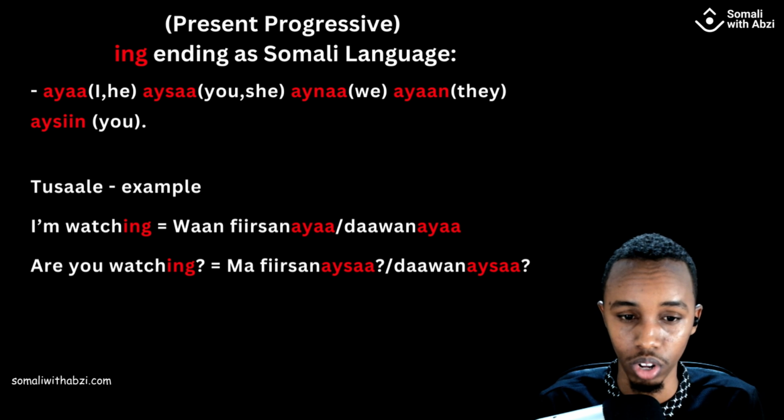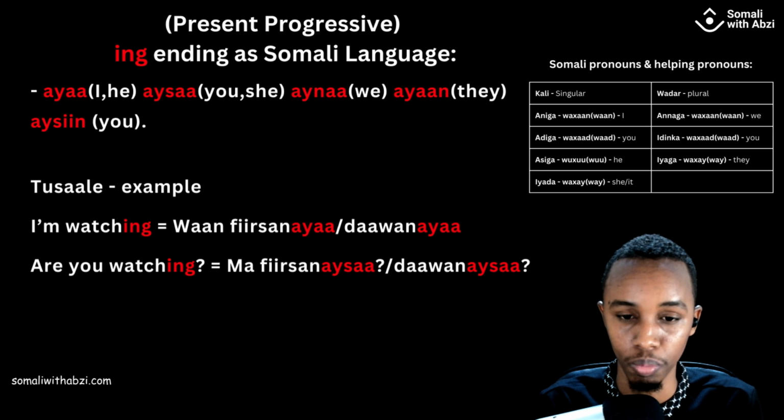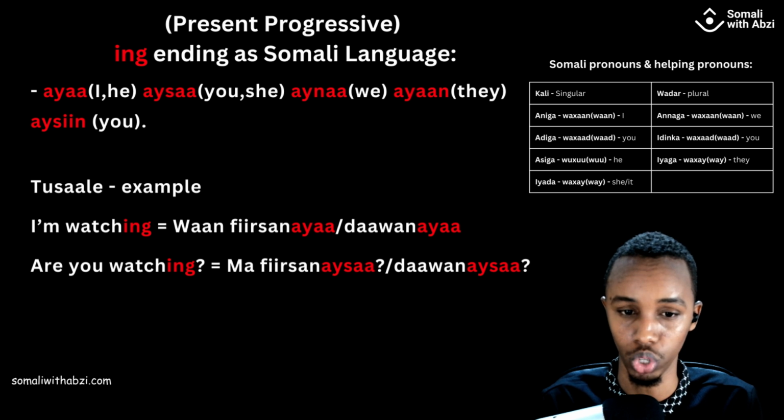Okay, tusale, for example, I am watching in English. In Somali, it should be waan fiirsanaya or waan daawanaya. If you can see, fiirsan or daawan is the verb, which is watch. And the ending of ing, which is red color in Somali, is aya, only when it's I. So if someone is asking you, are you watching? It should be ma fiirsanaysaa or ma daawanaysaa, because the sentence is you. It's not am I watching? It's are you watching? So that's why it's ma fiirsanaysaa, ma daawanaysaa.